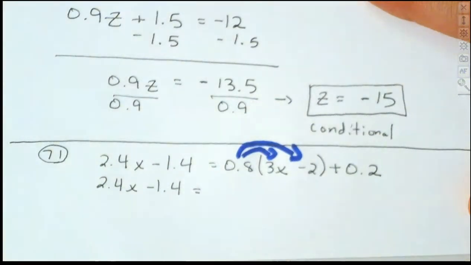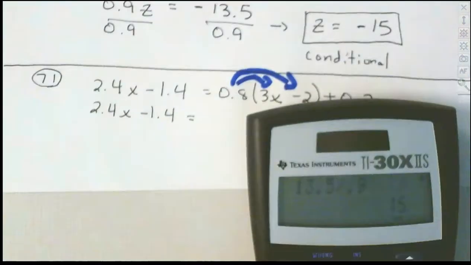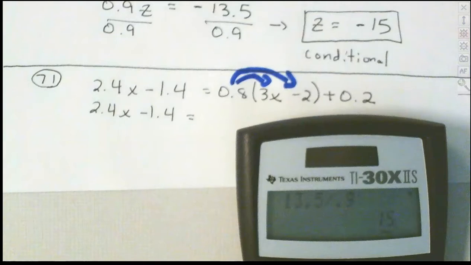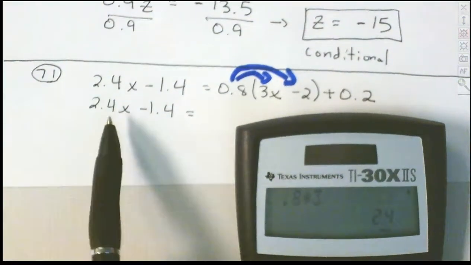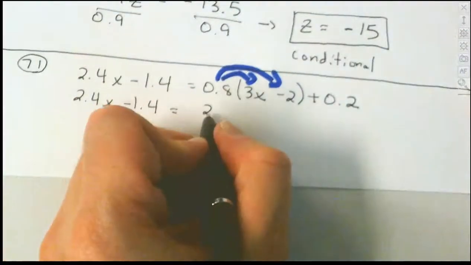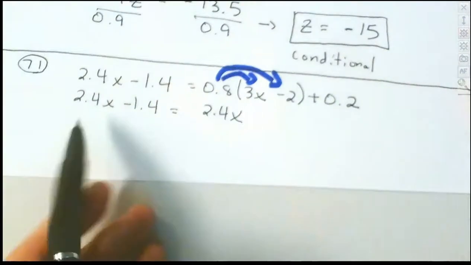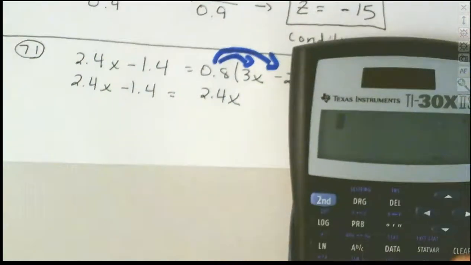The right-hand side, when we distribute through, we're going to take that 0.8 times that 3. Now that's going to be, again, a 2.4. So notice how these are already the same. So it looks like it's either going to be a contradiction or an identity. We'll do the next one the same way.